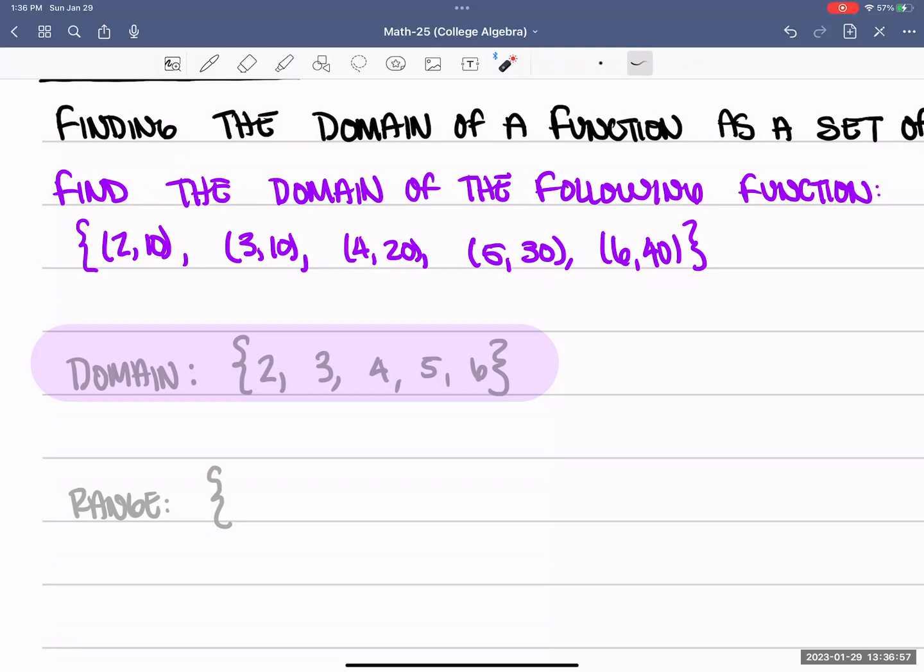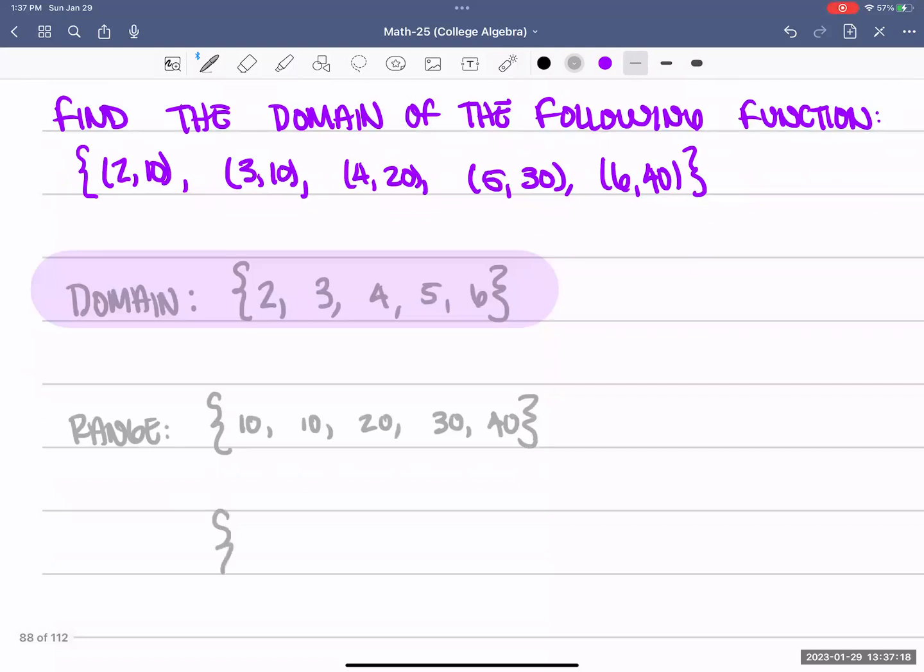This one's a little different. We have 10, 10, 20, 30, and 40, but we see that 10 is being used two times. So this isn't actually the range. What we could call the range is this set of numbers, just 10, 20, 30, and 40. And that's it.